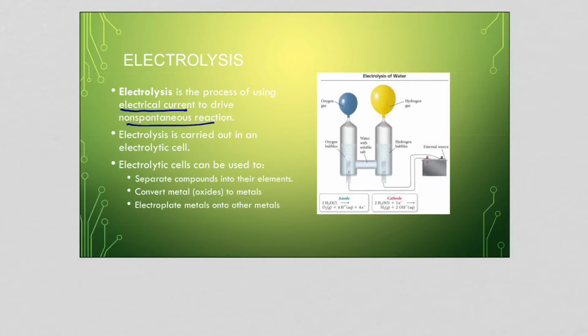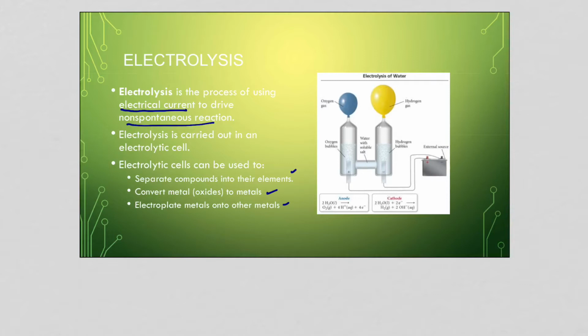Now, we're going to look at some specific uses of this. One of them is to separate compounds into their elements, in other words, to break down a compound into its elements. We're going to look at, just briefly, an example of converting metal ionic compounds like oxides or chlorides back into the basic metal. And electroplating, which is an application of this idea of converting metal ions back into the metal.